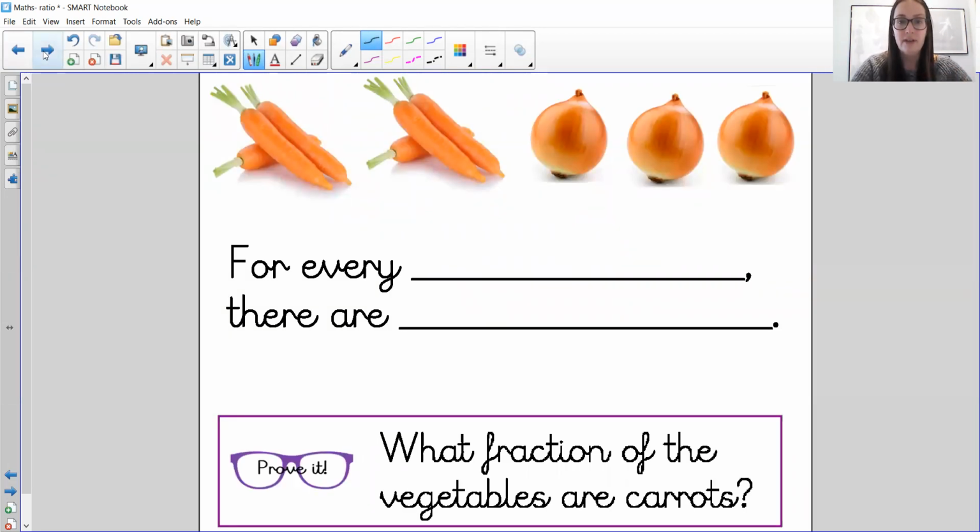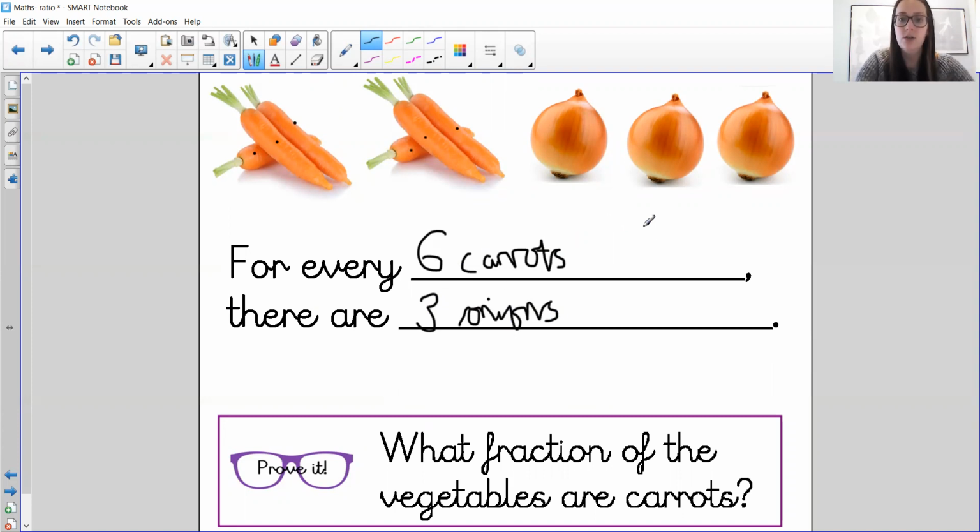This one then, can you fill in the blanks to make my sentence? So careful for this one. So 1, 2, 3, 4, 5, 6. So for every 6, I'll have a go at writing carrots. For every 6 carrots, there are what? There are 3 onions. This is why I don't write on the computer. There we go. So for every 6 carrots, there are 3 onions.